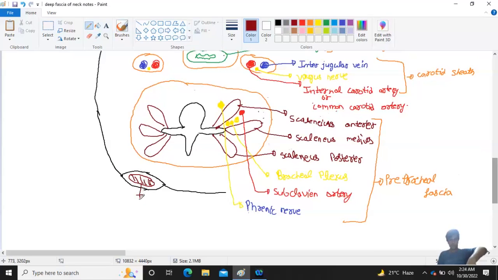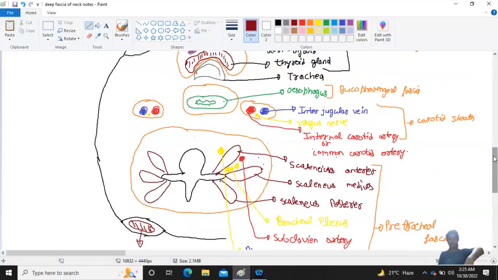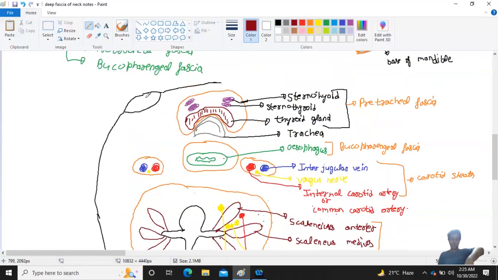The muscle covered here is the trapezius muscle. Remember, trapezius muscle is present on both sides, so it covers the trapezius on both sides. This is trapezius muscle. And here is another muscle present between this layer. This muscle is called sternocleidomastoid.